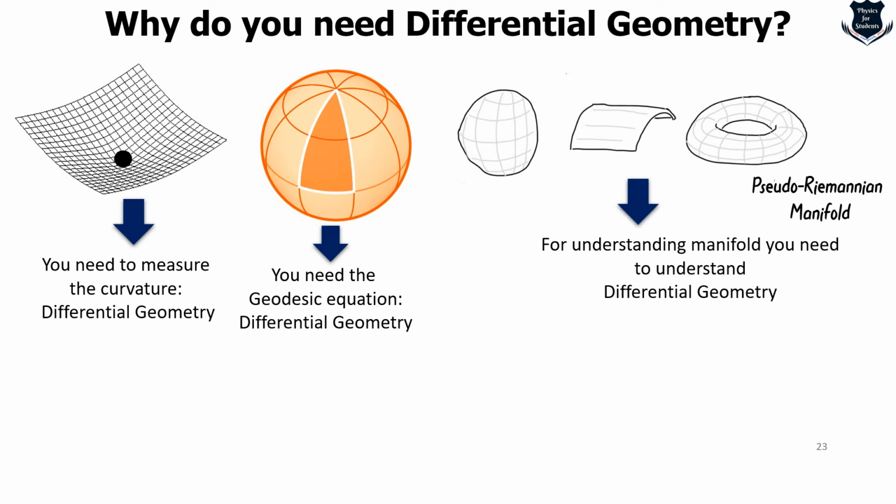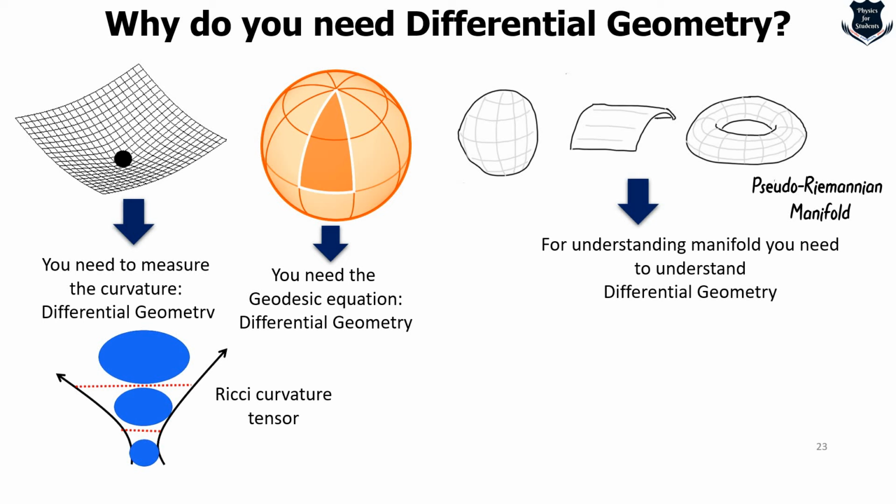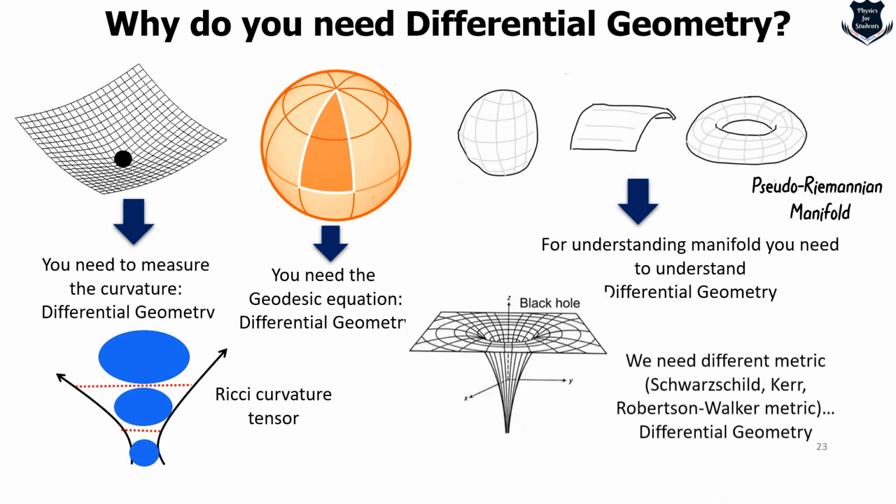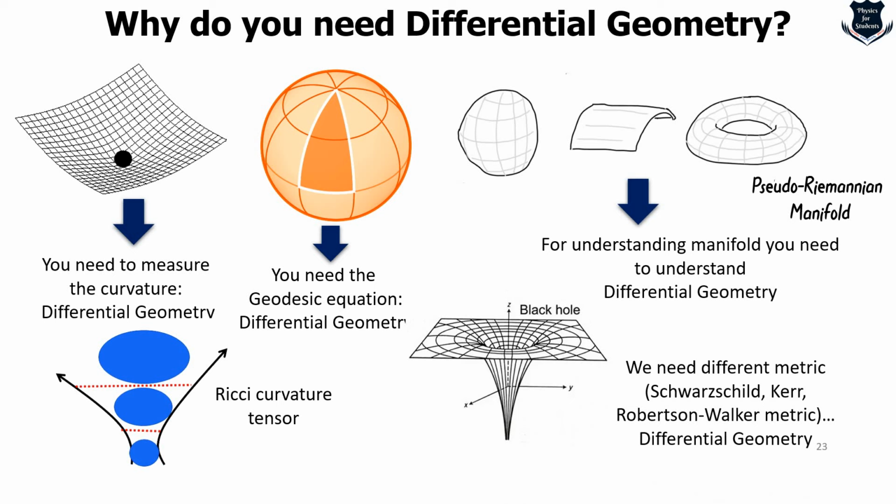Here you see, if you go for a pseudo-Riemannian manifold, for understanding the manifold you need to understand differential geometry. Here you can see the Ricci curvature, which is diverging, so you also need differential geometry. In fact, in order to understand black holes, I won't say black holes, I will say the metric of the black hole, for example the Schwarzschild black hole, which is a typical idealized situation, or even difficult situations like the Friedmann-Robertson-Walker metric. Whatever you go for, you need differential geometry, because all these things take place on very weird curved surfaces.